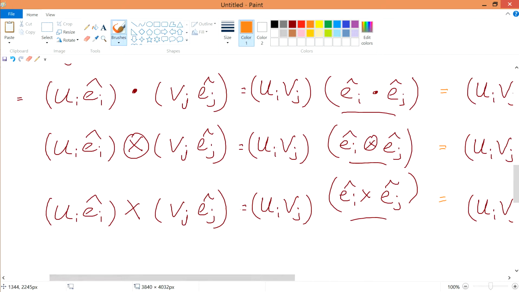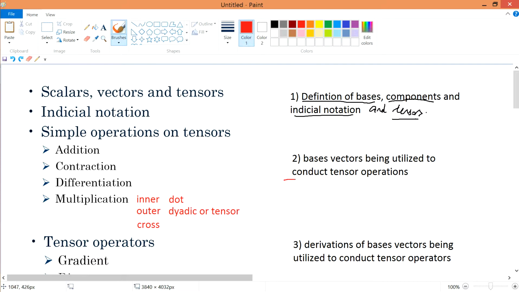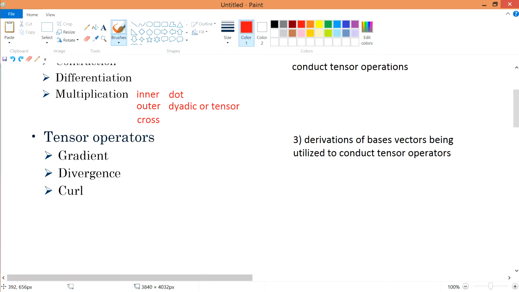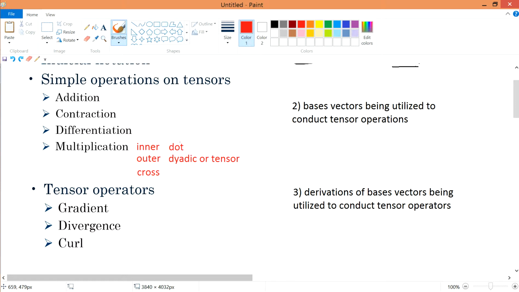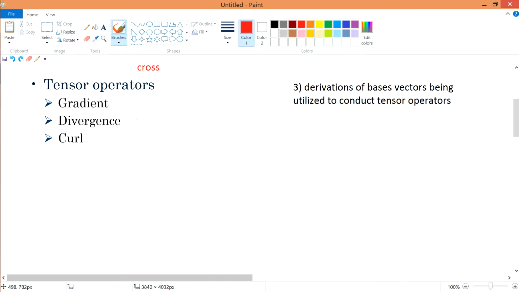Alright, and then here we are for the basis vectors, the tensor operations. We'll talk about the multiplication part only. For the addition, contraction and differentiation, I think you know already, so I'll not go through it in that detail, or totally I'll not go through it at all. But still, I recommend you watch back the videos on those, especially contraction. Alright, now let's go into tensor operators.